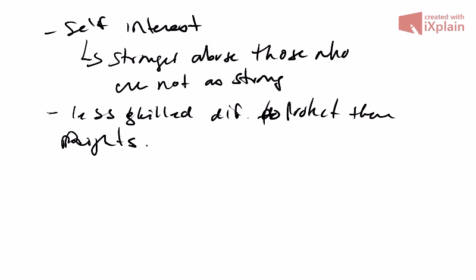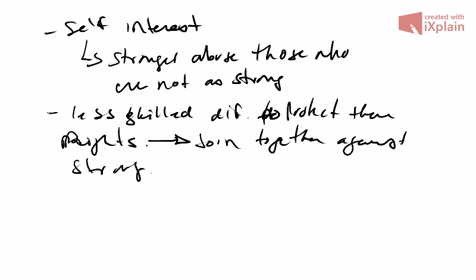And therefore, they will join together, people who are less skilled. They will join together against those who are strong. So that means that if those who are less skilled are being abused and those less skilled people are joining together against those who are strong, he determines that in a state of nature, no one's natural rights are safe.